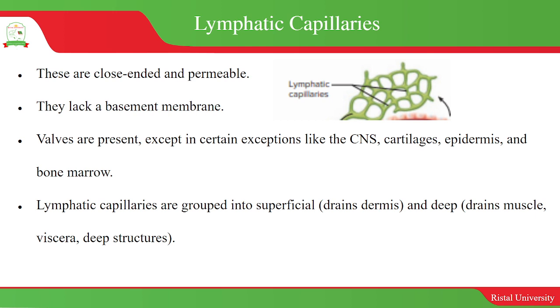Some of these lymphatic capillaries have valves. The presence of valves ensures that lymphatic flow is in one direction, or what we earlier called one-way flow of lymph. The lymphatic capillaries can be grouped into two. The deep ones are in the muscles, the viscera, or deep structures, and then those close to the surface, which we call superficial. They drain the skin, the lamina of the skin, which is one of the layers of the skin.